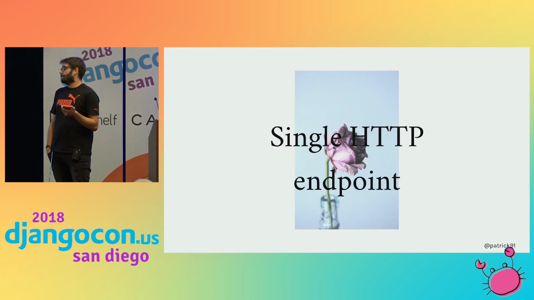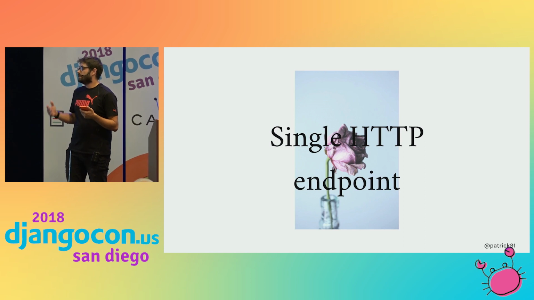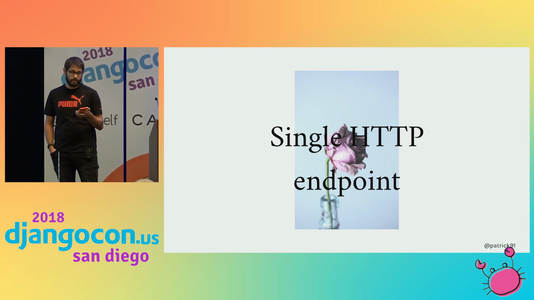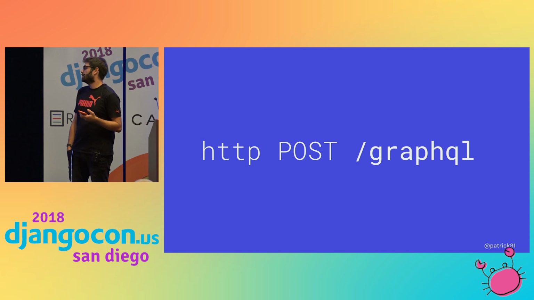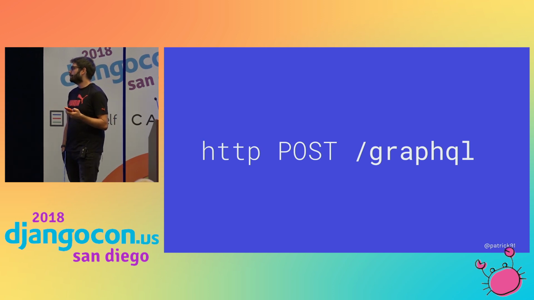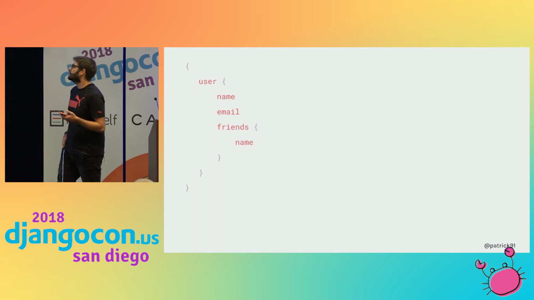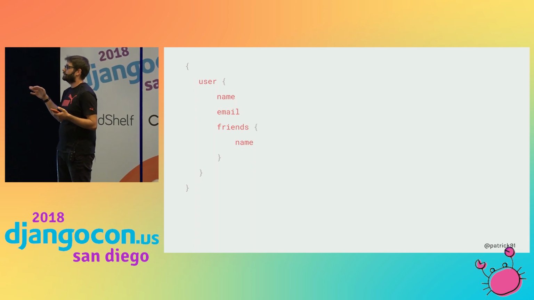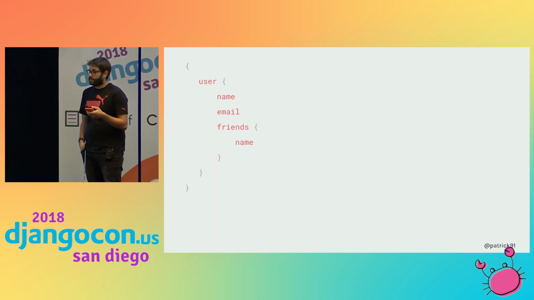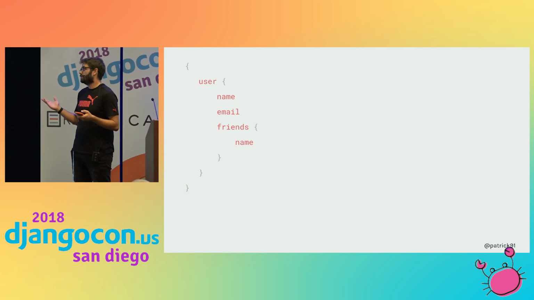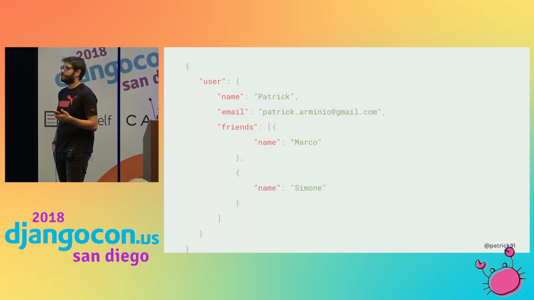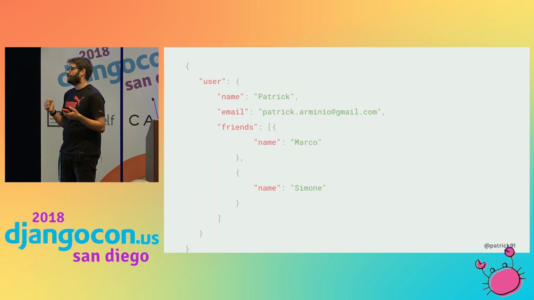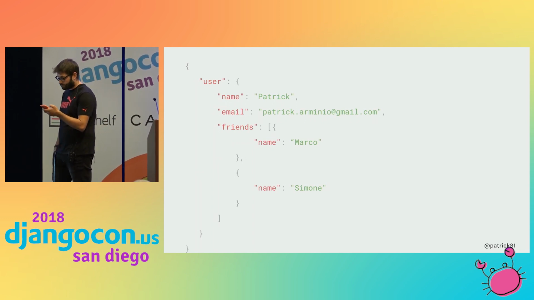A difference with REST APIs is that you only have one single HTTP endpoint, which usually is /graphql, and you send a POST request with a document saying, this is the data I need. A document will look more or less like this. In this case, we are saying, I need the user, their name, their email, and their list of friends with their name. When we send this request, if we have data on the backend, we get something like this back, which is basically what we asked for. If we change the document, we are changing the response as well.